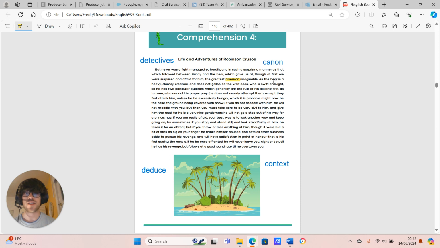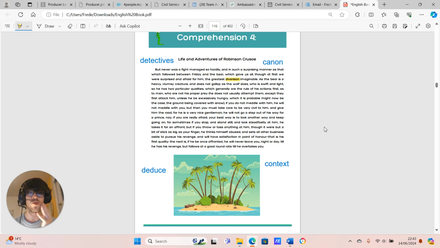So, as a bear is a heavy, clumsy creature and does not gallop as the wolf does, like a horse, gallop, right? Who is swift and light, so he has two particular qualities, which generally are the rule of his actions. First, as to men, who are not his proper prey, he does not usually attempt them, except they first attack him, unless he be excessively, very hungry, which is probable might now be the case, the ground being covered with snow. Right, what do we deduce there? We read that sentence. So what's the author saying here?